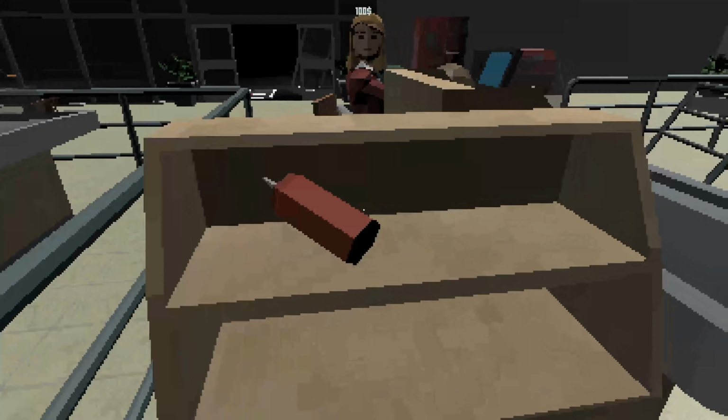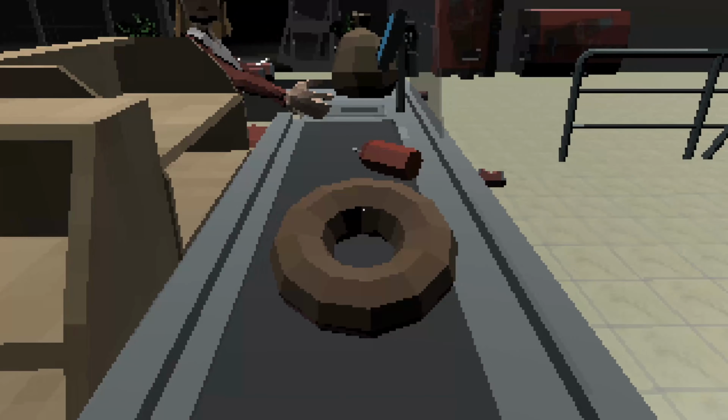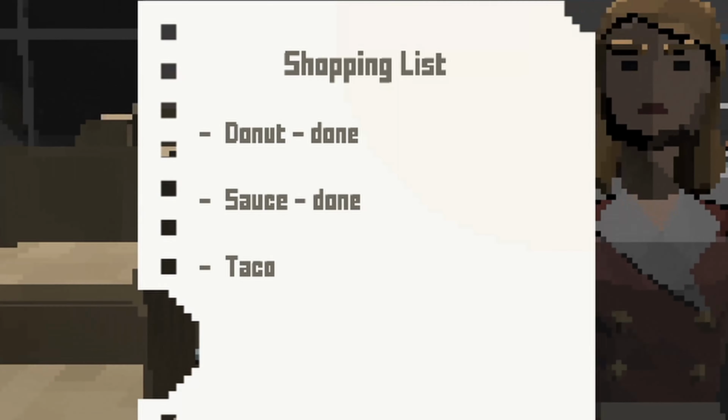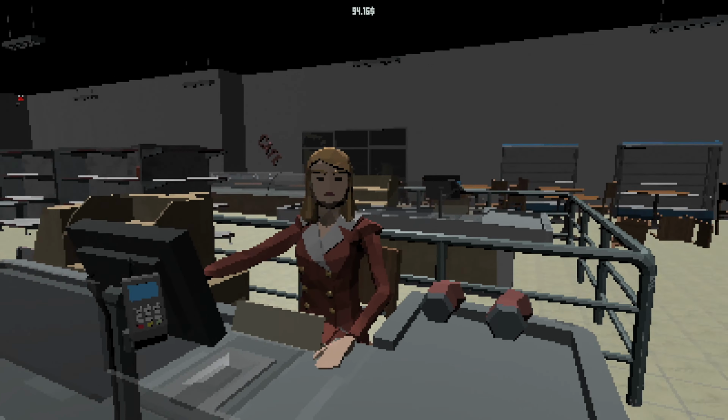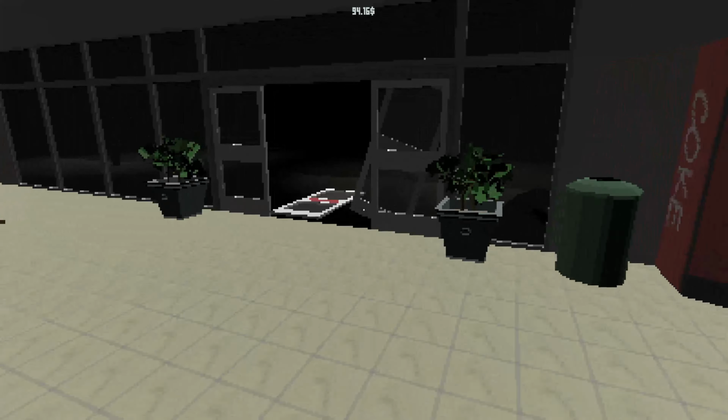Let's just gather it all together. One. That's the most boring looking donut. Two. Three. There we go. She is looking a little bit angry, isn't she? Oh well. On we go.